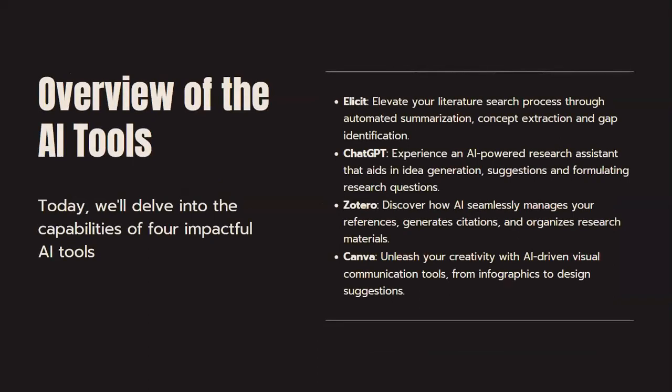Today we are going to be looking at Elicit, and Elicit is a tool which will help us a lot in our literature search process. It will also help us to do summarizations, extracting concepts from the abstracts, and gap identification. We shall also be looking at ChatGPT, which has been trending all over the world. We shall look at how we can use it to help us in writing, formulating ideas, and suggestions.